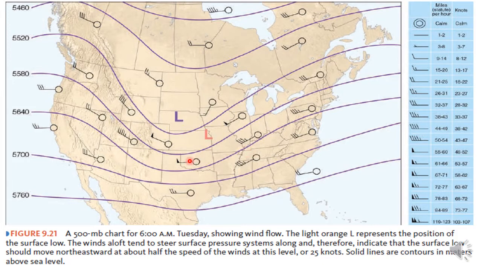As I've said earlier, if the surface pressure gradient is steeper, meaning the isobars are closer together, they experience stronger winds.